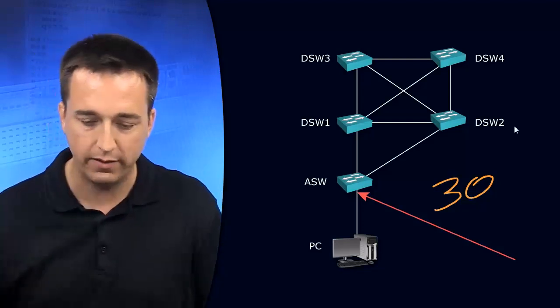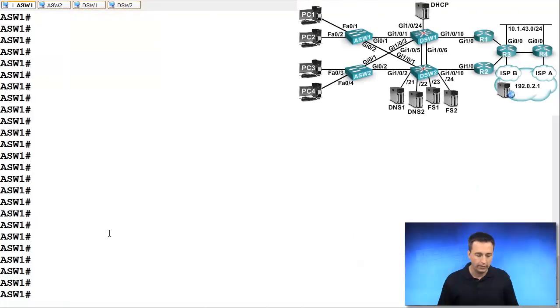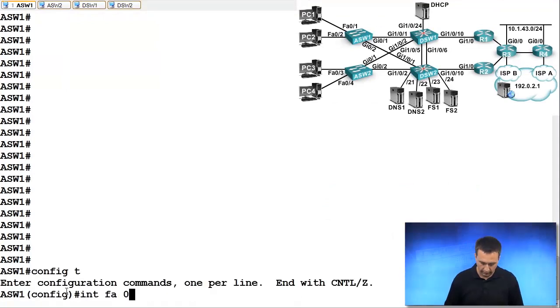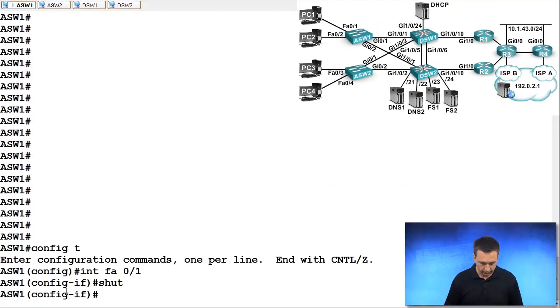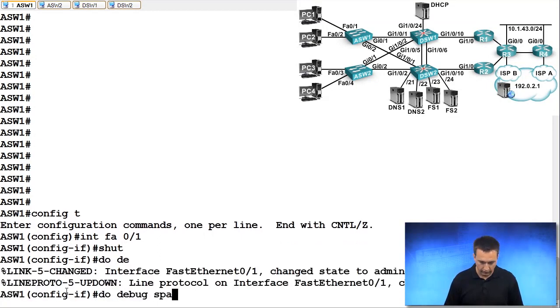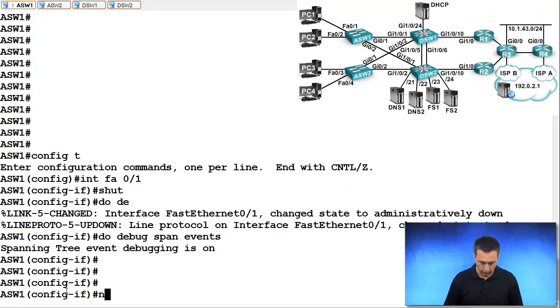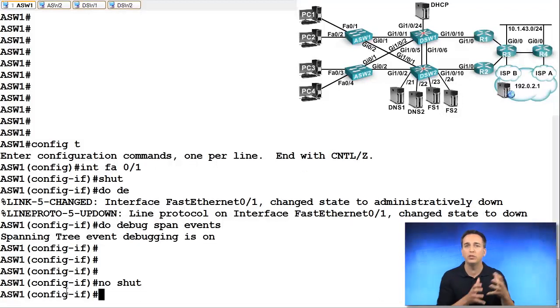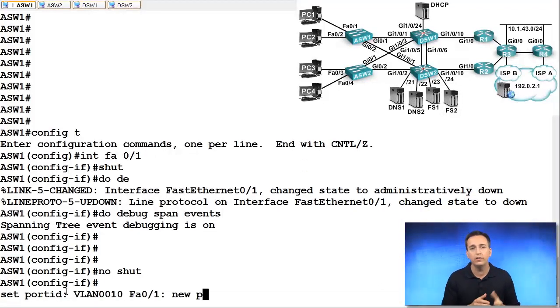Let's examine that. PC1 is connected to Fast Ethernet 0/1. Let's go to interface Fast Ethernet 0/1 and shut it down. We will turn on a debug, do debug spanning tree events. And now let's re-enable this interface. Let's analyze the process that the interface is going to go through.